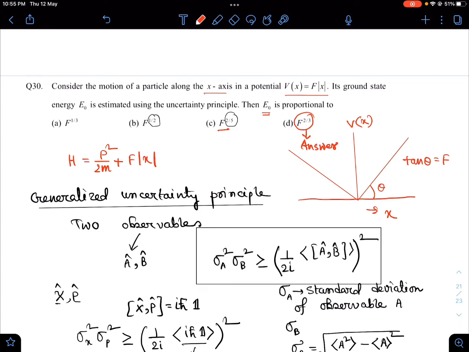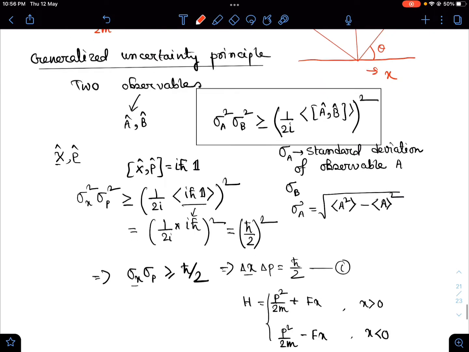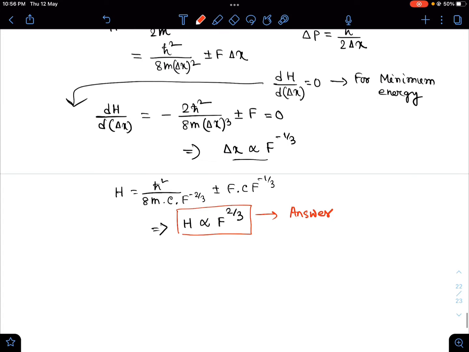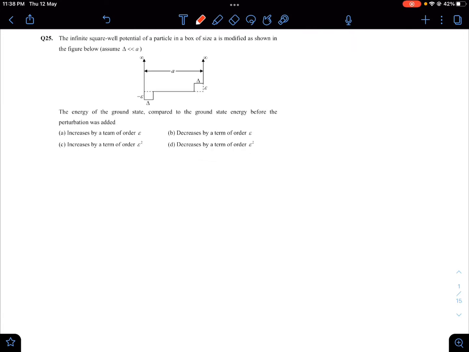In a problem, there can be other types of potential forms. So what we have to do is use the uncertainty principle, and keep in mind that for the ground state we can assume that x and p will be just the standard deviations. So in this way we can get this. Okay, so now let's move to the second problem.